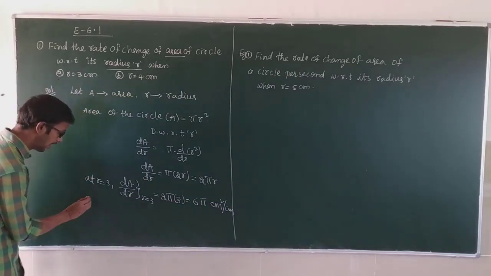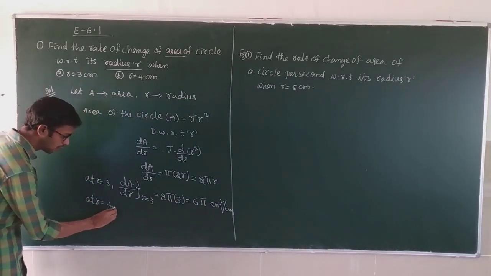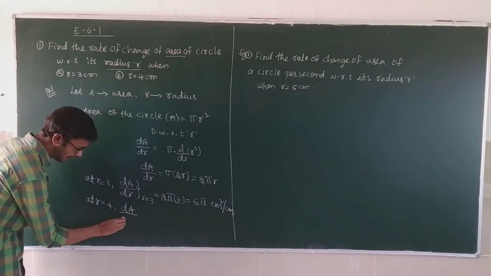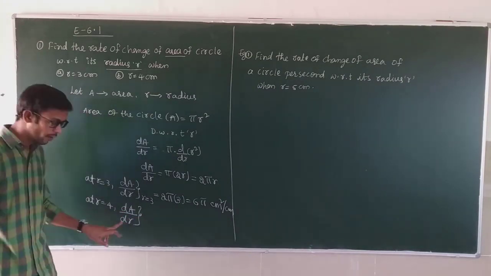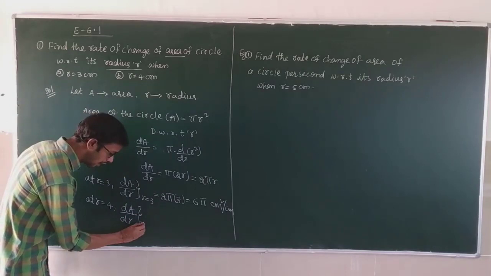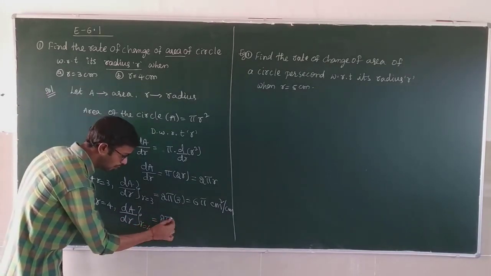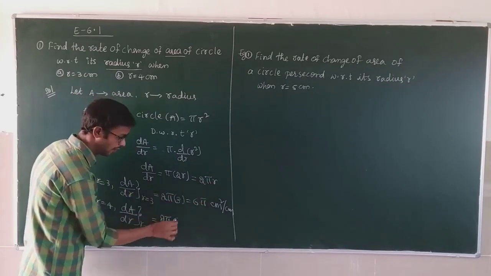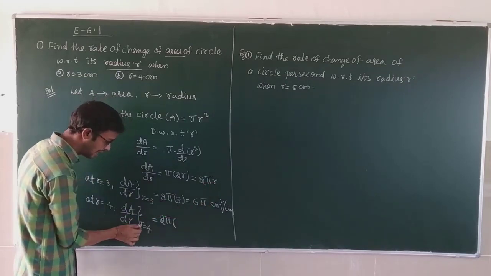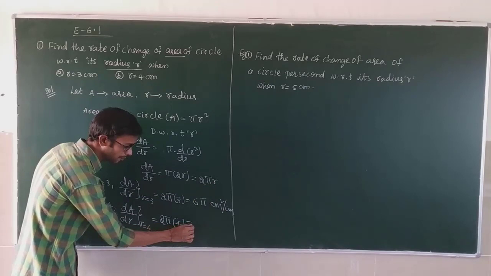Next, at r is equal to 4, the rate of change of area with respect to radius is equal to 2 pi into the radius. The r value is 4.